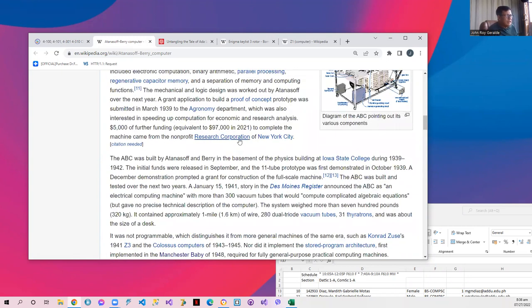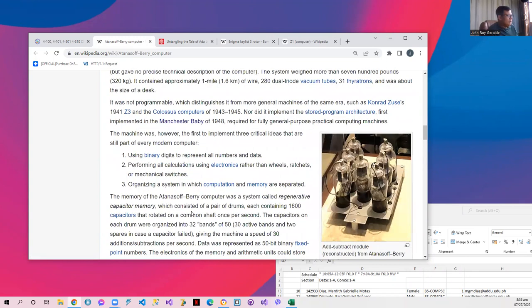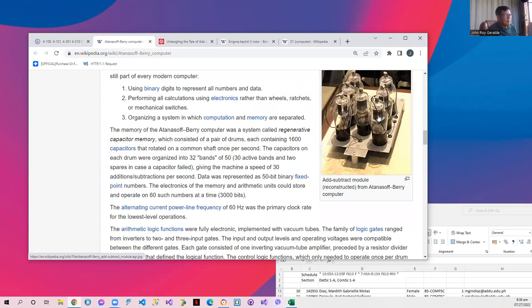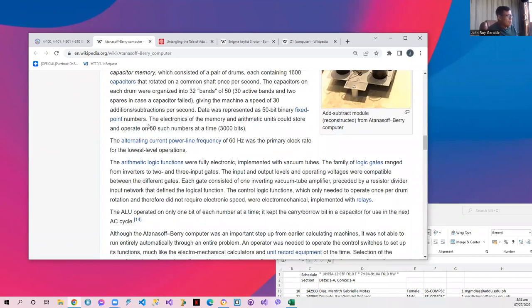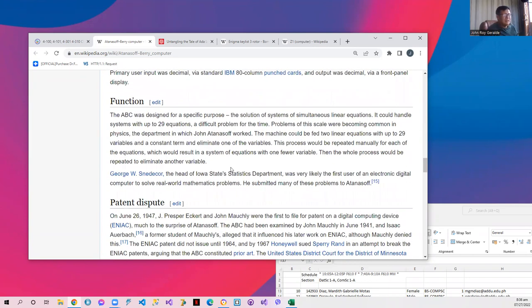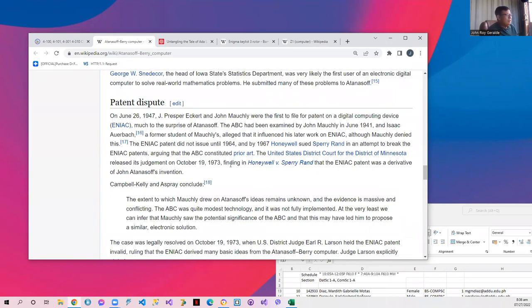It was completed in 1942 by Clifford Berry and Atanasoff, okay, at Iowa State University. It uses binary digits. This is the memory using capacitors, no, and vacuum tubes. Okay. I think this is practically used to evaluate polynomials. No, it's not programmable. Okay.